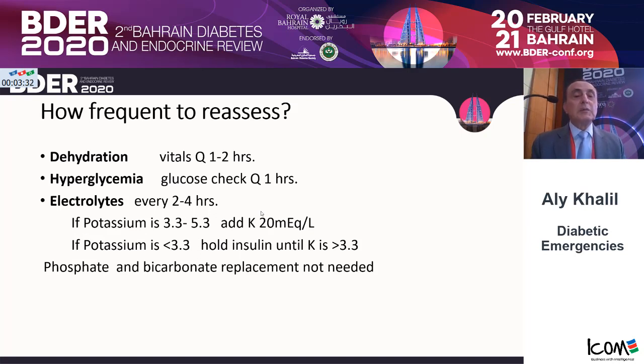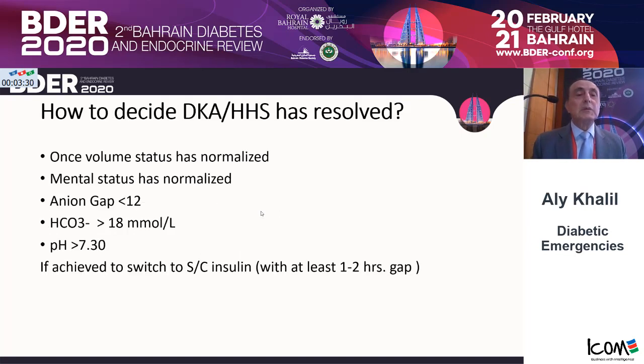Reassess every 1 to 2 hours, and check electrolytes every 2 to 4 hours. When do you decide that things have come back to normal? Once the volume status has normalized, mental status has normalized, anion gap is less than 12, bicarbonate more than 18, and pH has normalized, then you switch to subcutaneous insulin, but always keep in mind a 1 to 2 hour gap. Maintain the insulin infusion for 2 hours after you give the sub-Q insulin, because it takes time for sub-Q insulin to take effect, and then stop the infusion.